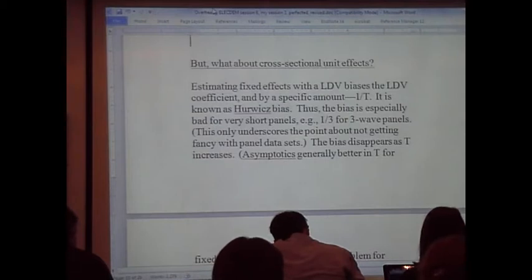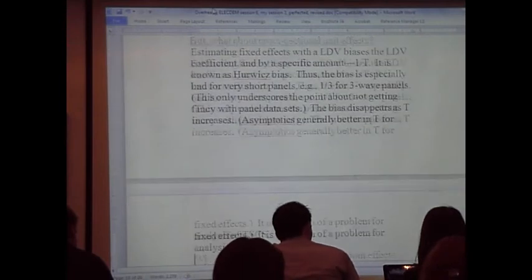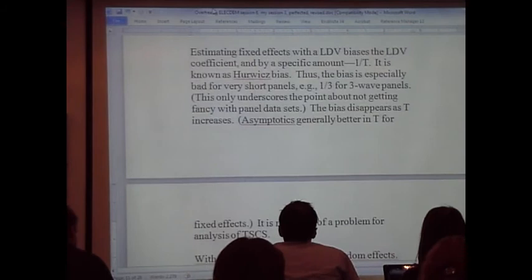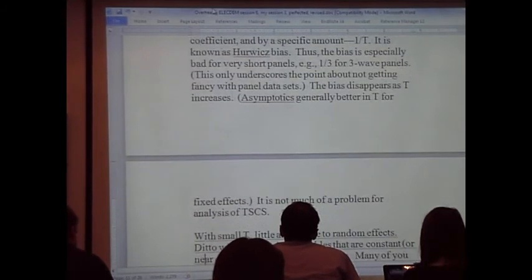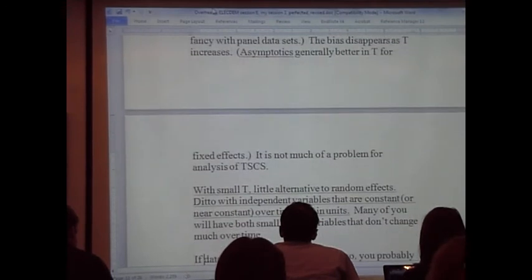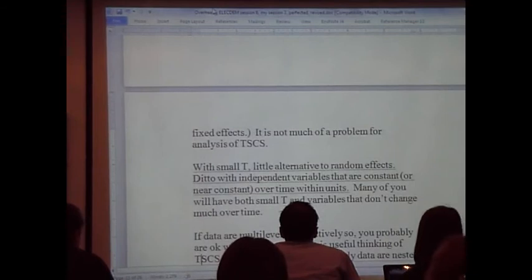You know when the statisticians say the asymptotics are generally better, which means the estimator performs better, right? The estimator performs better in T, as T increases for fixed effects. Okay, so it's a big problem for panel. It's not a big problem for most time series cross-section stuff, right? It starts to be a problem when you get below about 6 cases.